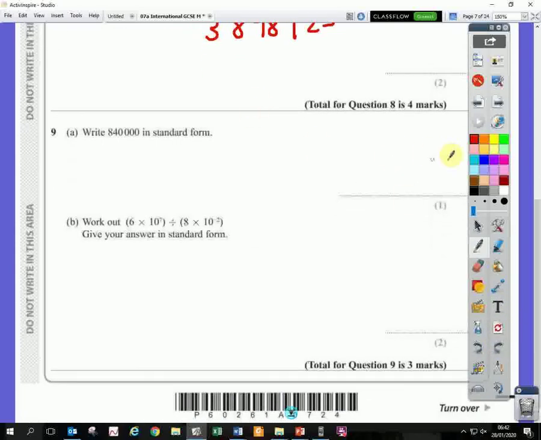Next one, standard form. One way of doing this is to write down the non-zero digits, 8 and 4. The decimal point goes after the first one, and what you need to do is figure out what you multiply 8.4 by to end up with this. Some people like to draw these little arches. The decimal point lies between the 8 and the 4, and it's 1, 2, 3, 4, 5.